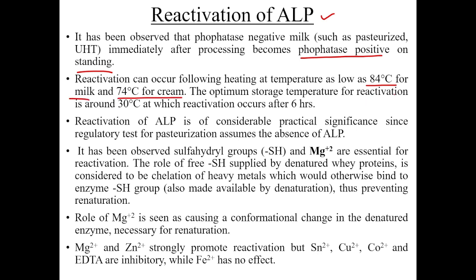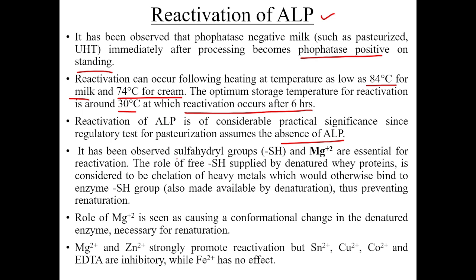The optimum storage temperature for reactivation is around 30 degrees Celsius, at which reactivation occurs after 6 hours. Now reactivation of alkaline phosphatase is of considerable practical significance, since the regulatory test for pasteurization assumes absence of ALP. So for the regulatory test, there are standards that the ALP test should be negative. ALP should be negative for properly pasteurized milk.